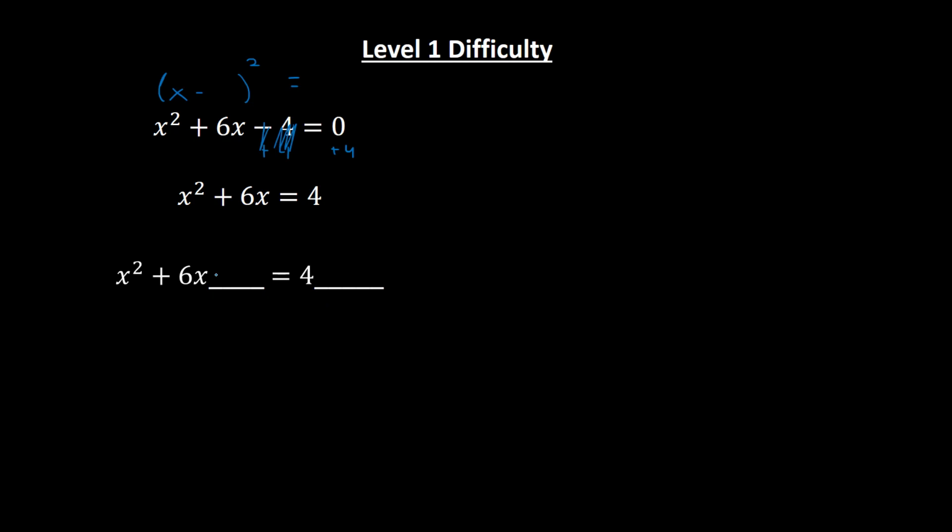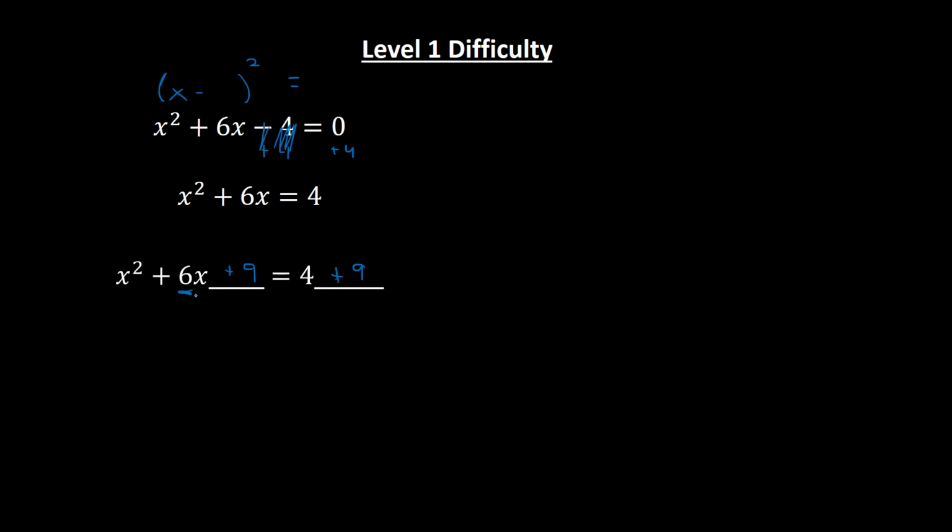And what I'm going to do is add something on both sides so that this left side becomes a perfect square. So to make this into a perfect square, what I do is I take this middle number, this 6. I take half of that number and then square it. So I take half of 6 to get 3. I square 3 to get 9. And that's what I'm adding to both sides. So once again, I'm taking half of the 6 and then squaring it. Half of 6 is 3. You square 3 to get 9. And that's what I'm adding to both sides.